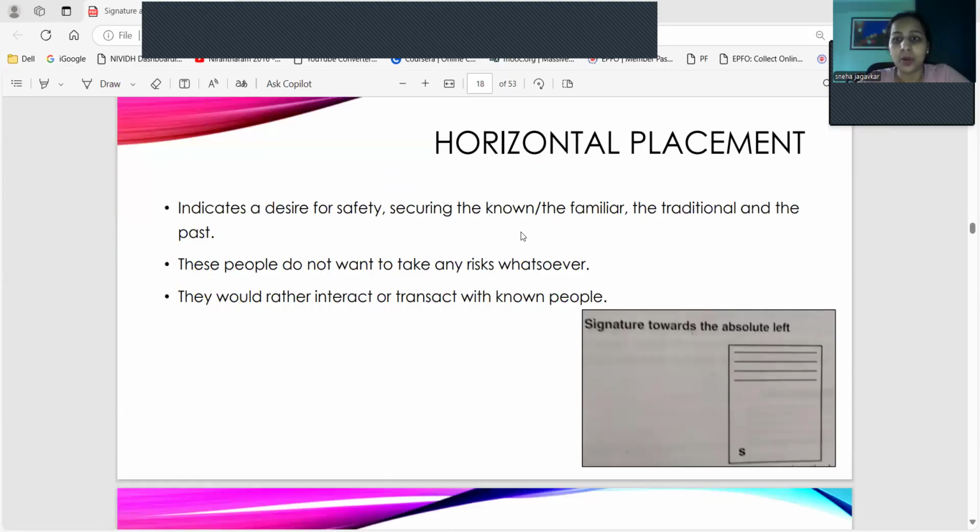So, horizontal placement, as you can see in this picture over here, indicates a desire for safety, securing the known or the familiar, the traditional, and the past. These people do not want to take any risks, come what may. They would rather interact or transact with known people. So you won't find such kind of people interacting with people in the metro if they're traveling for the first time. Even if a stranger comes and asks them for a particular address, they'll say, no, I don't know. Despite knowing, they'll avoid speaking to strangers.